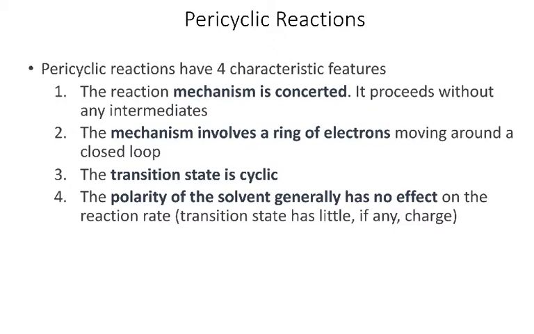So just jumping into those similarities a little bit more, for all of the pericyclic reactions, the mechanism is concerted. And we saw that with the movement of all those electrons simultaneously. And so this means that they generally proceed without any intermediates, so just a single transition state separating the reactants from the products. We saw on the last slide, the mechanism involves a ring of electrons moving around a closed loop. For all of these reactions, the transition state is cyclic. And because they don't involve ionic intermediates, the polarity of the solvent is generally not a big factor in the reaction rate.